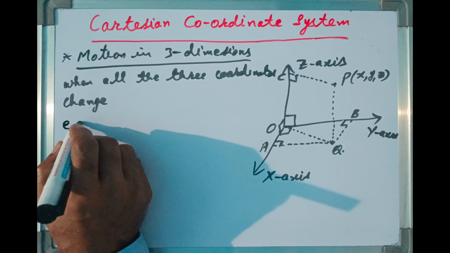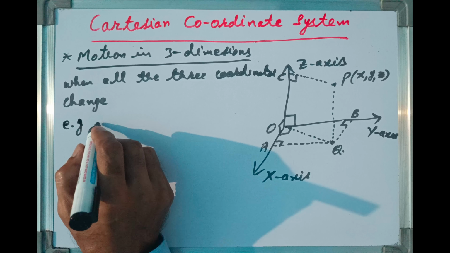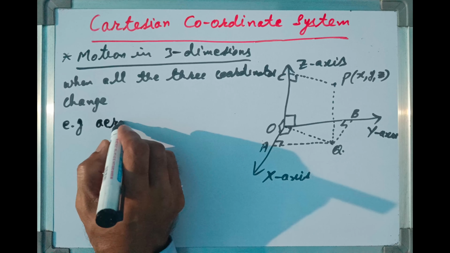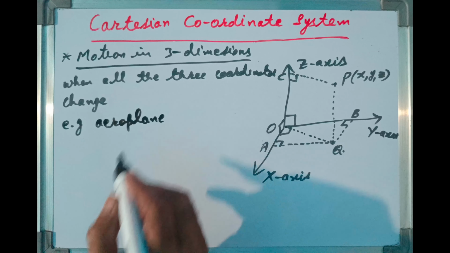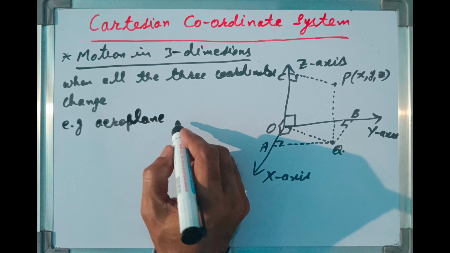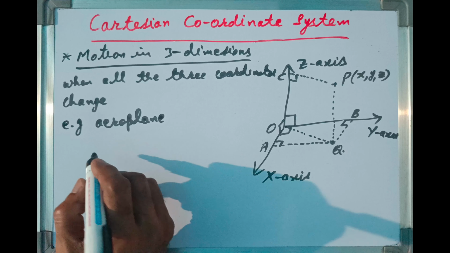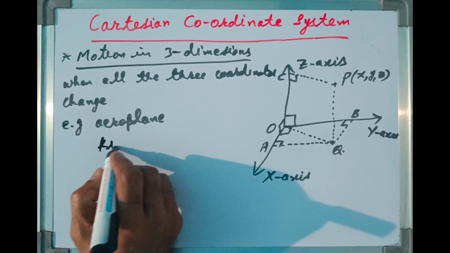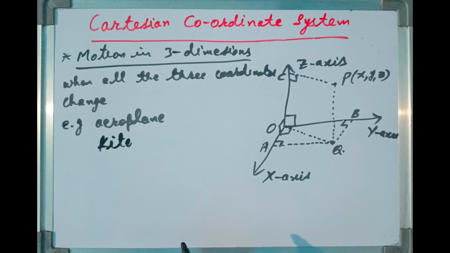For example, when an aeroplane is moving in the sky, all three of its coordinates are continuously changing. So the motion of an aeroplane in space can be called motion in three dimensions. Similarly, the motion of a kite in the sky can also be called motion in three dimensions. That's all.